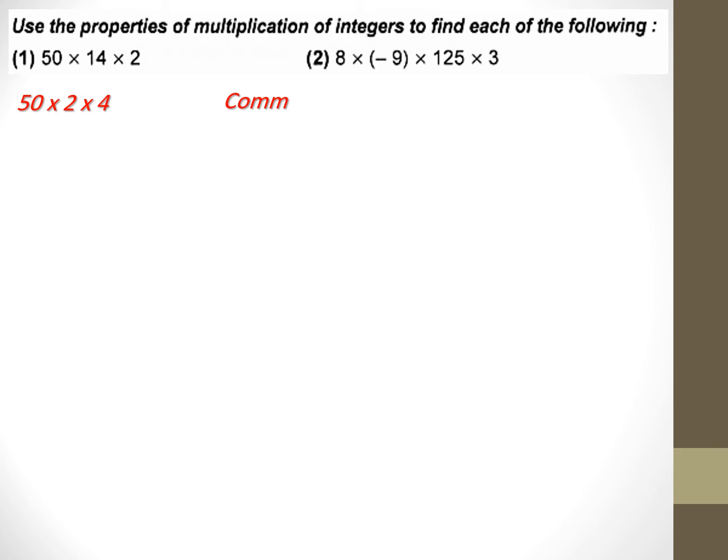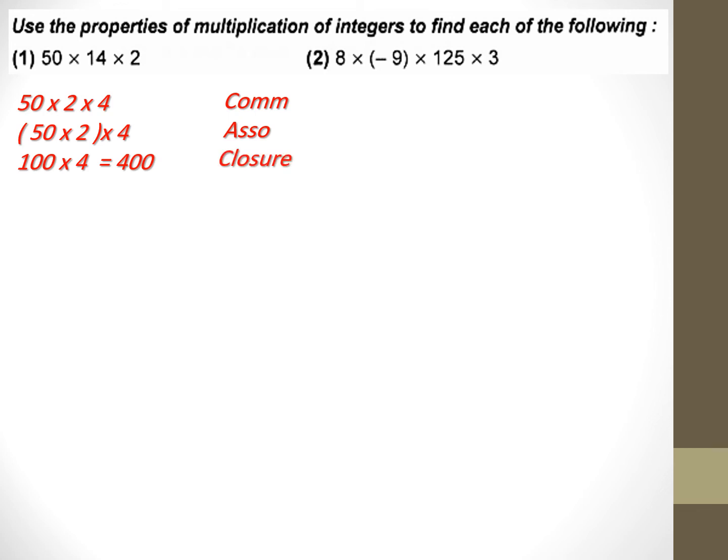And by using associative, we'll take 50 times 2 in a bracket like this. Then 50 times 2 is 100. 100 times 4 equals 400. This is called closure property.